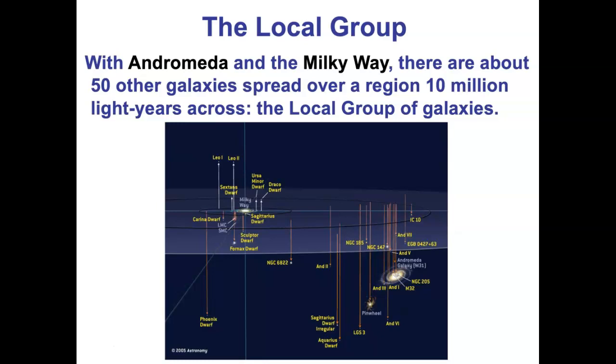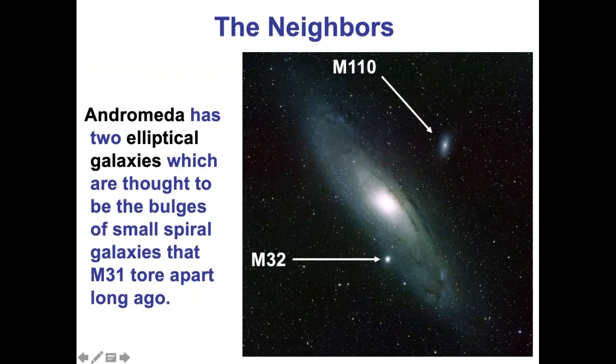The local group is 10 million light years across, which means it takes light, right? Light always travels at the speed of light. The speed of light is the fastest speed in the universe, and yet it takes light 10 million years to get from one end of the local group to the other. It takes 2.5 million years for light to get from the Milky Way to Andromeda, and from Andromeda to us. When you look at Andromeda, you're not seeing Andromeda the way it is right now. You're seeing Andromeda the way it was.